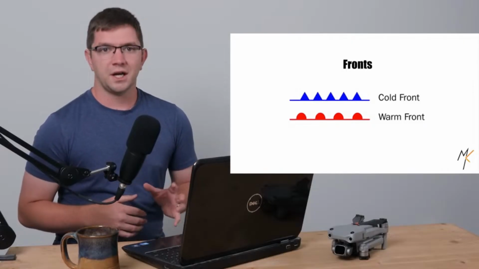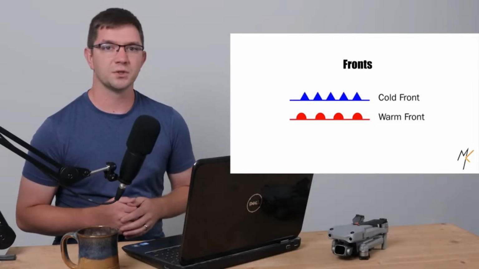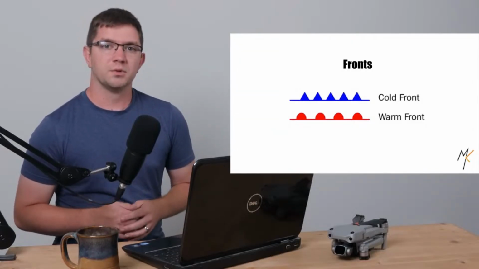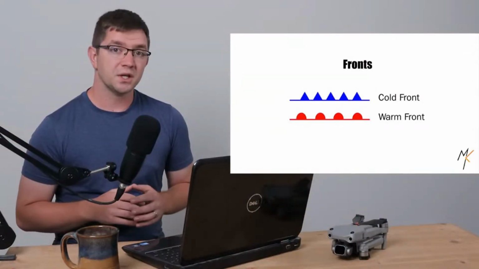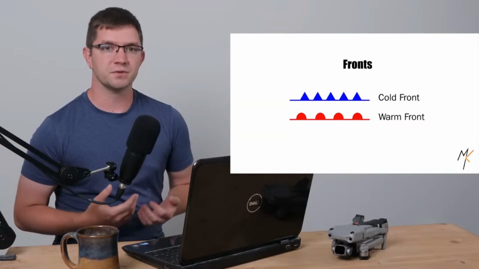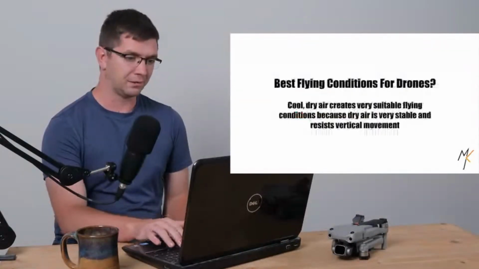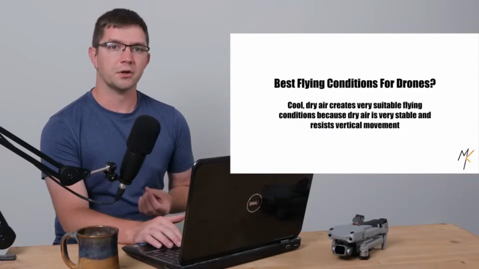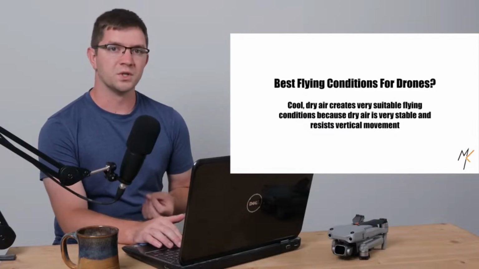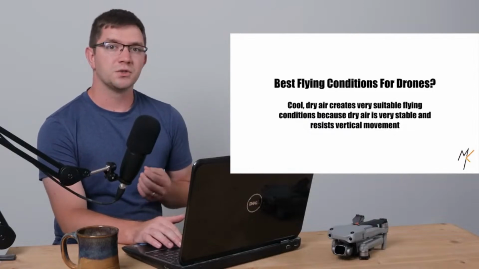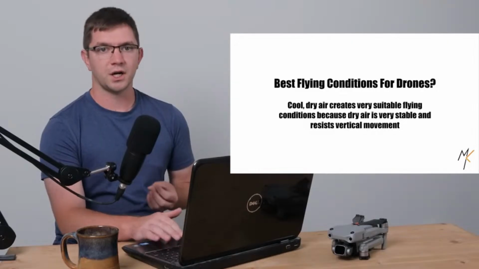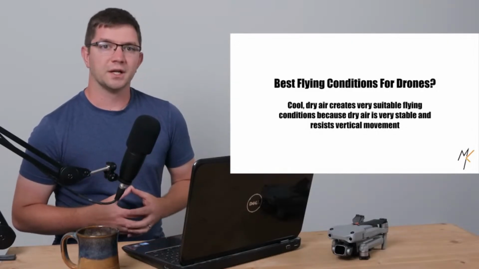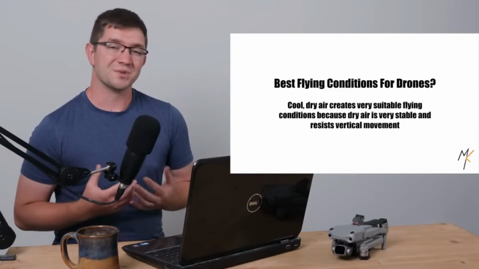Warm fronts, on the other hand, move half as fast as a cold front and can have a much larger impact on the weather. They are preceded by lower ceilings, increased precipitation, and reduced visibilities. So, what kind of conditions do we want for flying our drone? You would think warm, moist air, but actually, it's cool, dry air, because dry air is very stable and resists any vertical movement, creating at times clear weather conditions outside.